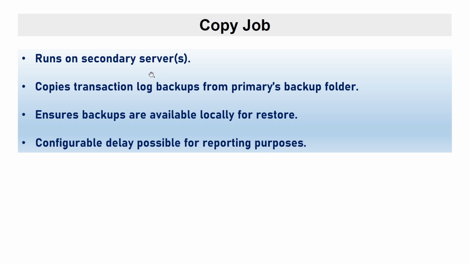The copy job runs on the secondary server. It is a pull job. It copies the transaction logs from the primary to the secondary. It ensures backups are available locally for restore. A configurable delay is possible for reporting purposes. So you can configure when to do the copy. If you configure the copy job every 15 minutes, your secondary will be delayed by 15 minutes. You can choose your frequency.